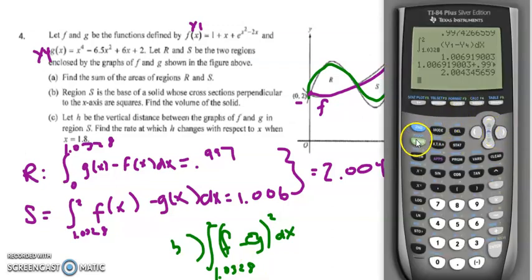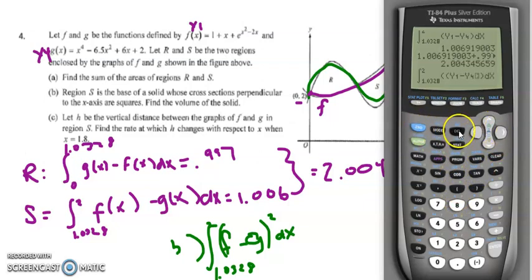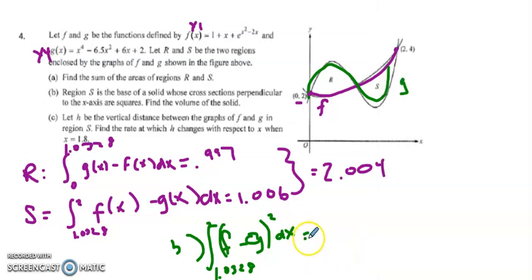Okay, so let's go ahead and pull this integral back in, because I go from 1.0328 up to 2. I do want y1 minus y4. I just need to square it. So I'm going to insert a parenthesis here, and I'm going to insert a close parenthesis, and then I'm going to hit the square button and hit enter, and I get 1.283 for my part B.